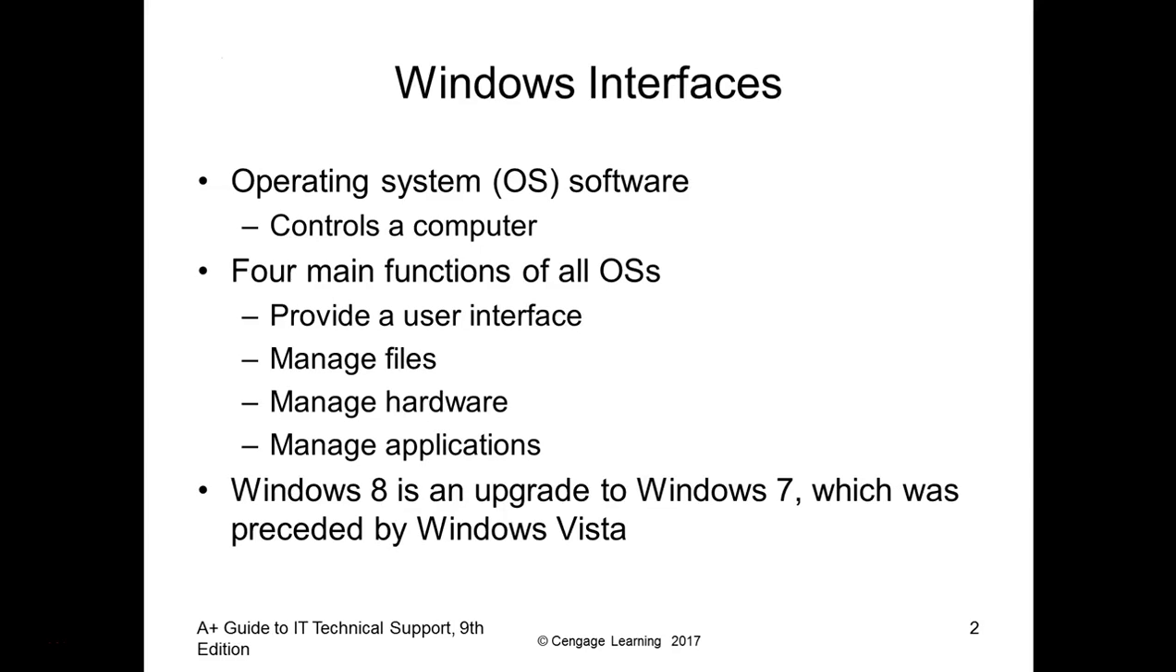Okay, so if you look, the Windows interfaces first off start by defining an operating system. An operating system is going to be the software portion that controls the computer. Essentially it's going to act as the interface between the user and the computer to tell both of them how to interact and how to work together. So the first part of that is looking at the four main functions of the OS.